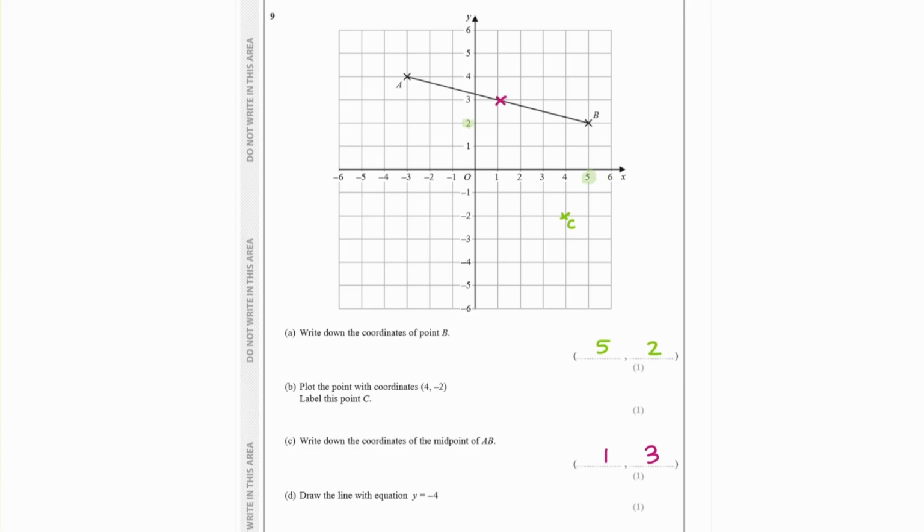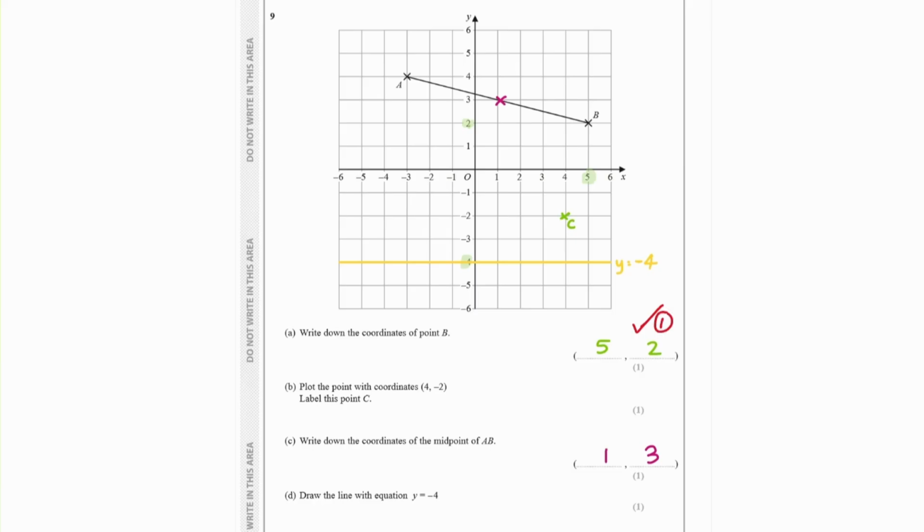Draw the line with equation y is equal to -4. So we first need to identify where -4 is on the y-axis, and we can see it's there. So we therefore just have to draw a straight line at that point, and we can label it y is equal to -4.